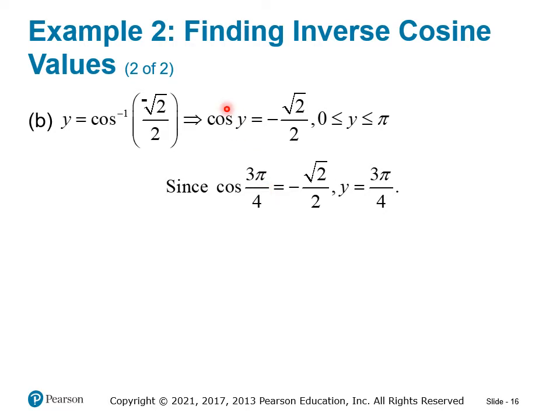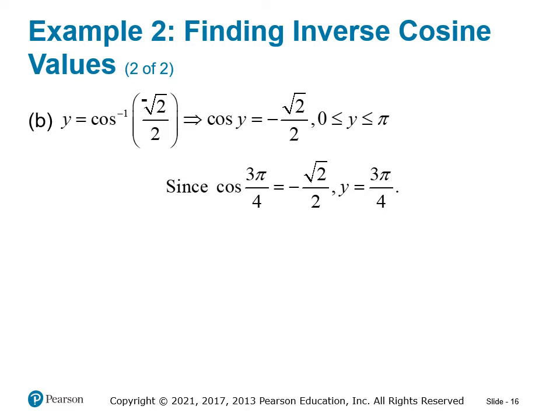Well, if the reference angle that gives us square root of 2 over 2 is pi over 4, remember in quadrant 2, this means I have to subtract that angle from pi or from 180 to actually get the angle. So pi minus pi over 4 gives me 3 pi over 4, which is our solution there. I think they're skipping a few steps here. I think it'd be better if it was visual.